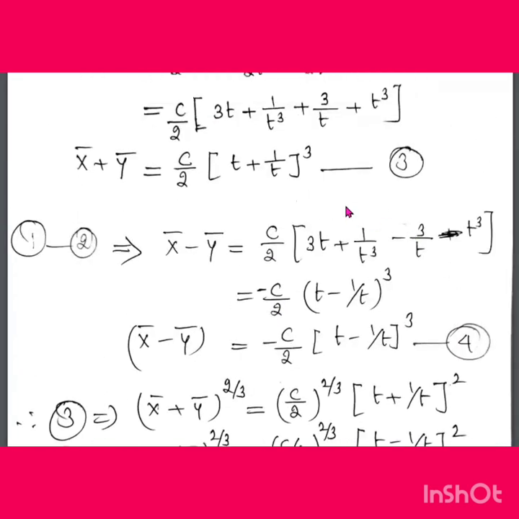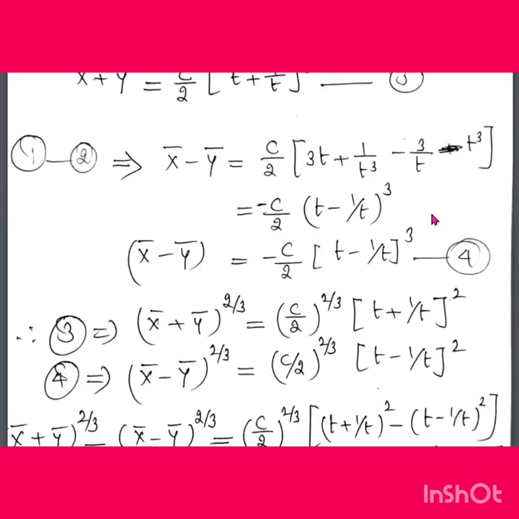Already we have got equation number 3. Both we have to. So third equation, X bar plus Y bar power 2 by 3. So right hand side also you have to take power 2 by 3. C by 2 power 2 by 3, T plus 1 by T power 2 by 3 in whole cube into 2 by 3. 3, 3 cancel, whole square.